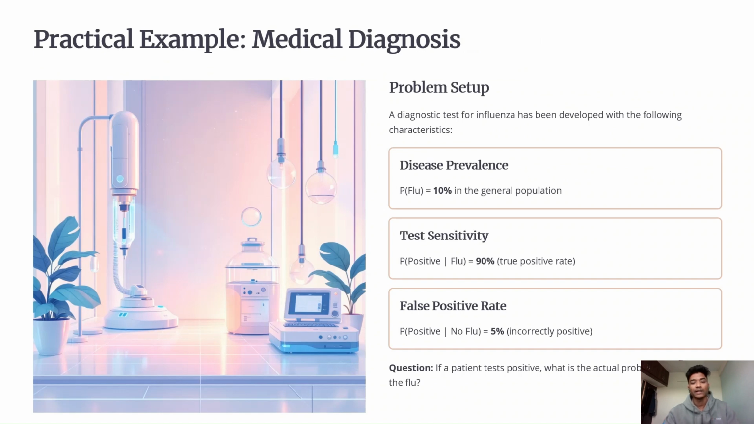Now, for the practical example, we are looking at a medical diagnosis. Imagine there's a diagnostic test for flu. Here's what we know: 10% of people actually have the flu. The test is 90% accurate for detecting flu, but it also gives a false positive 5% of the time. The question is simple: if a patient tests positive, what is the actual chance that they have the flu?